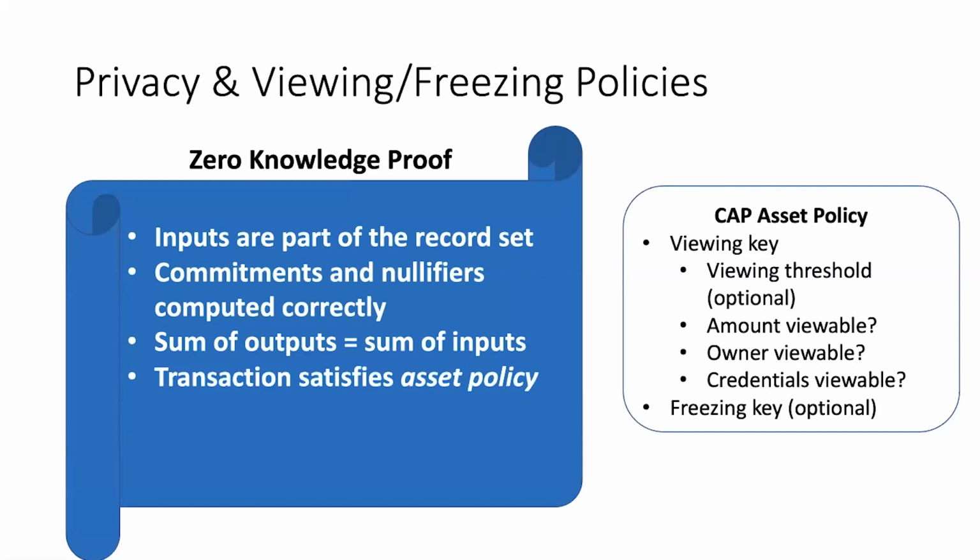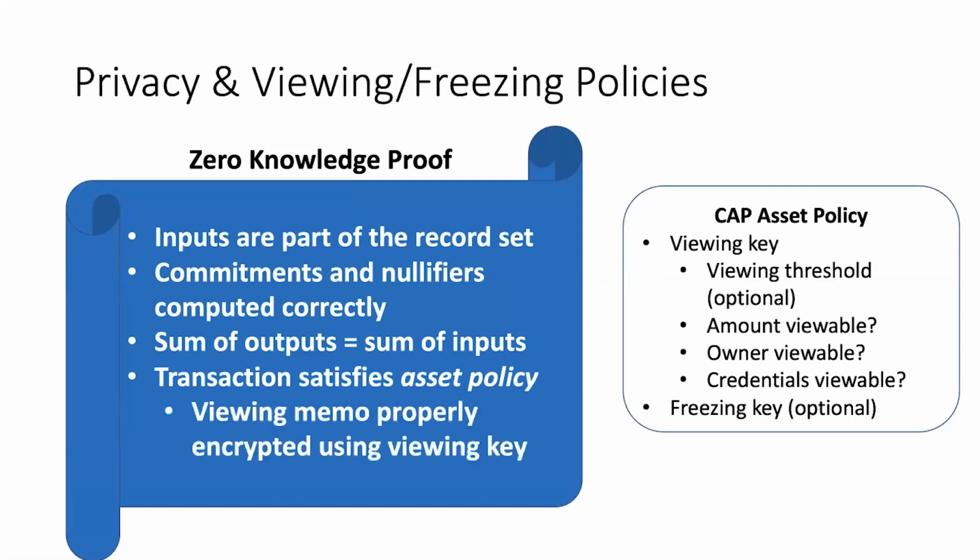If it wanted to be less efficient. And the transaction satisfies the asset policy. And this is saying the viewing memo is properly encrypted using the viewing key. So what is this asset policy? So the asset policy specifies a viewing key, okay? There could be multiple viewing keys if there are multiple auditors that have different viewing rights, but we can just focus on the case of one viewing key.